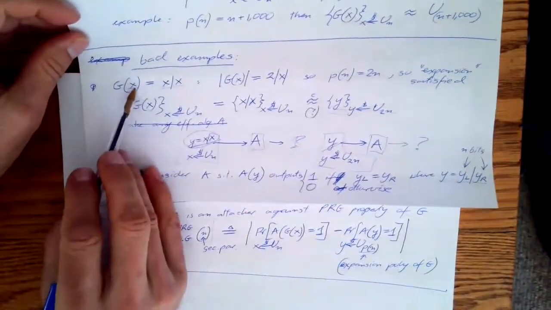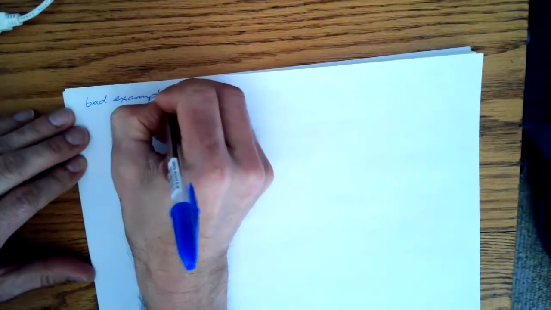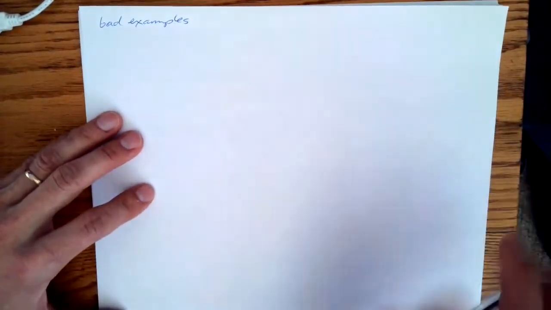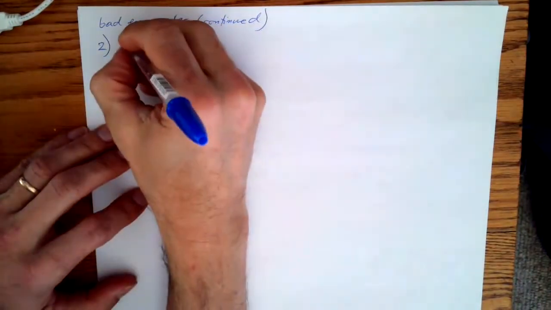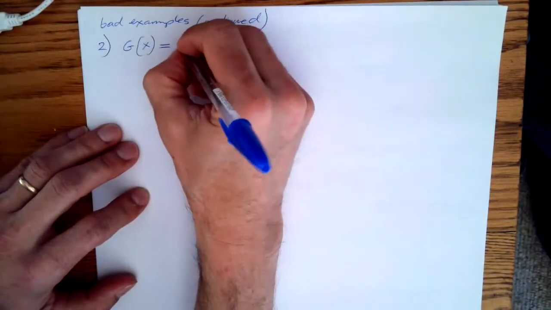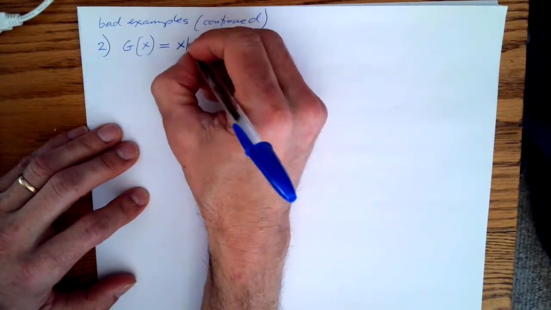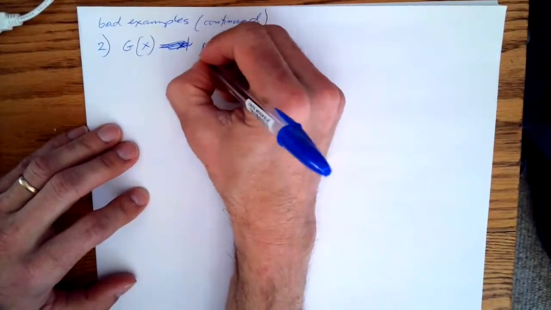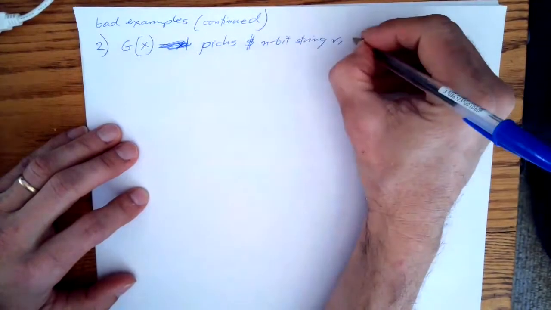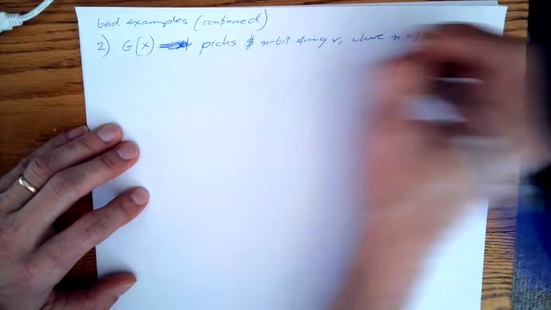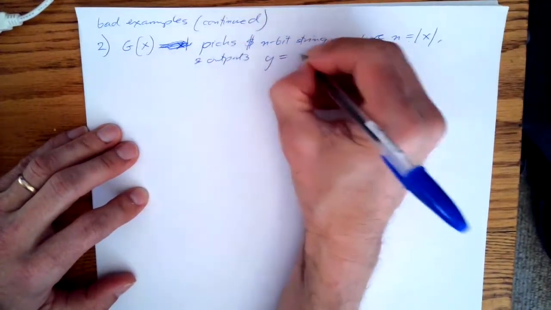Okay, so this trivial attempt at building a PRG does not work. So I guess this is the first bad example. Bad examples continued. Okay, let's say that we somehow want to stuff the bits. Well, how about G of x picks a random n-bit string r, where n is the length of the input string, and outputs y, which is x comma r.